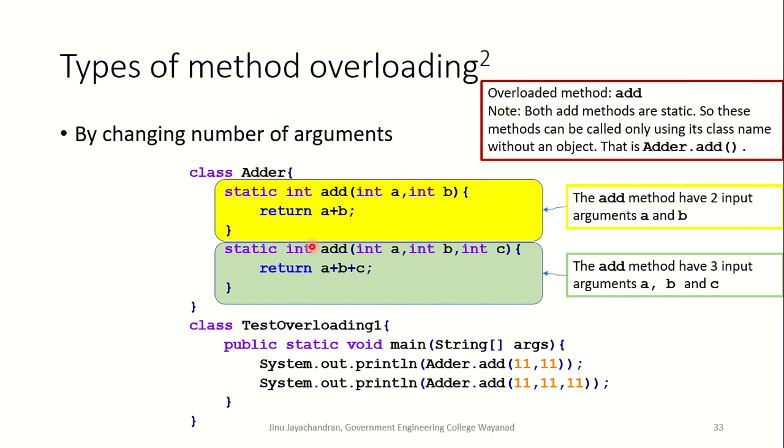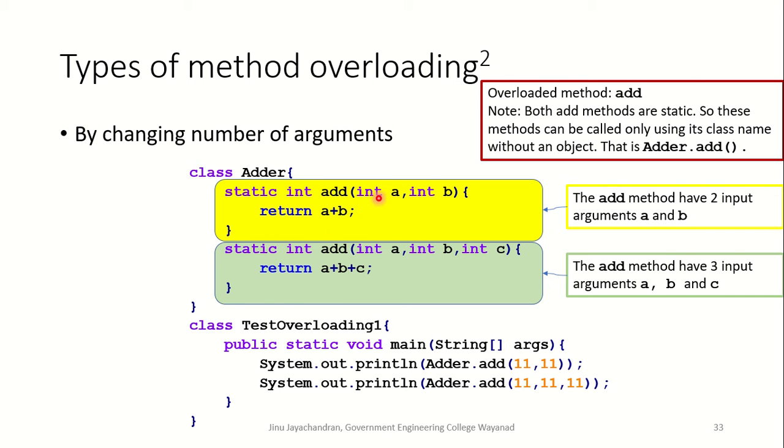So there are two types of method overloading. The first one is by changing the number of arguments. If you see here, there's a class called Adder, and I have defined two methods with the same name, add. That's a static method. We'll see what a static method is.